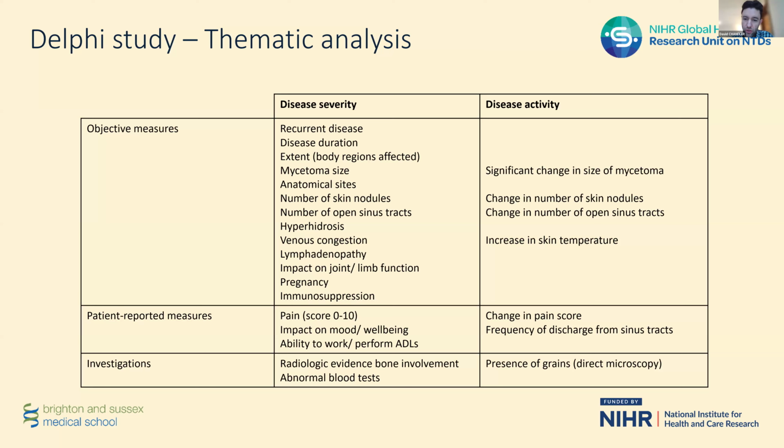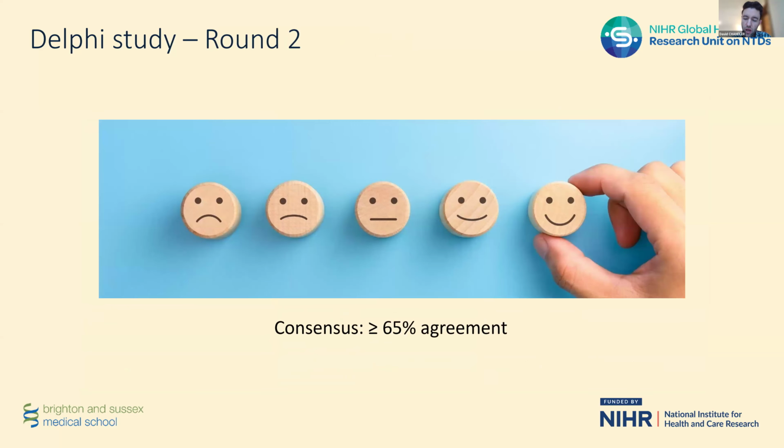What we then did in round 2 was we presented this list of features in this format, in this structure, back to the expert panel, and we asked them to score how much they agreed with each of these items. And what we defined as consensus was if there was 65% of the expert panel members agreeing that the item should be included.